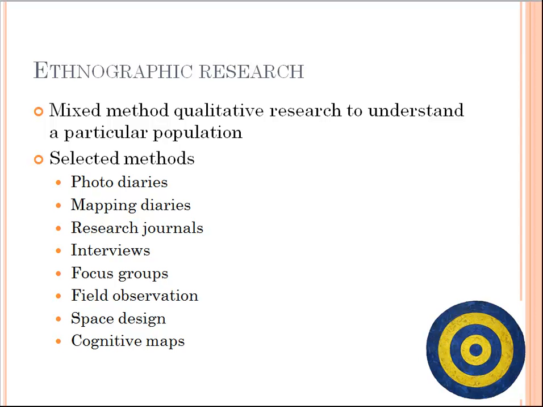Field observation, where you actually just sit and watch students and take notes on what they're doing. Space design is where you have students actually draw their ideal library space or even a specific space within the library. And then cognitive maps.